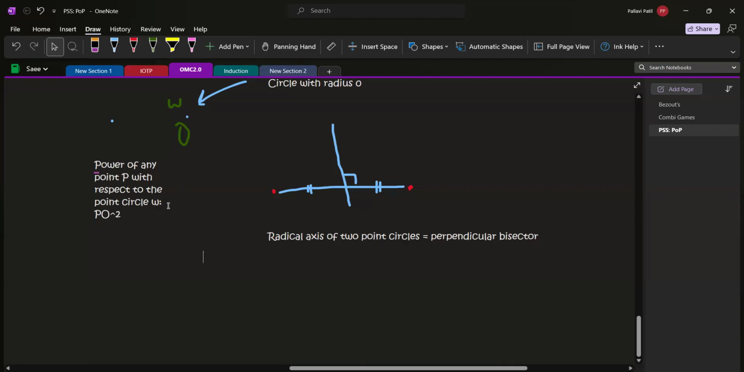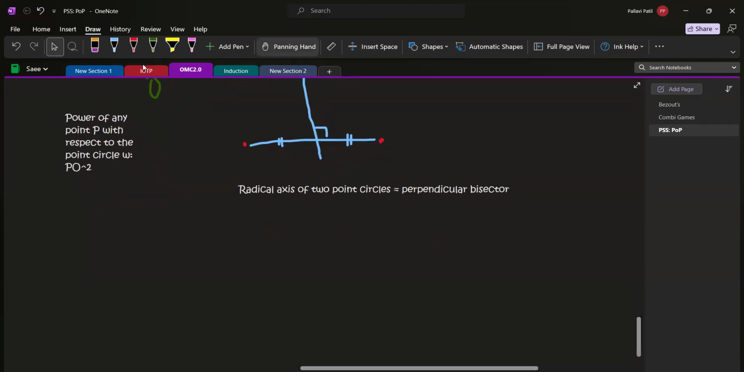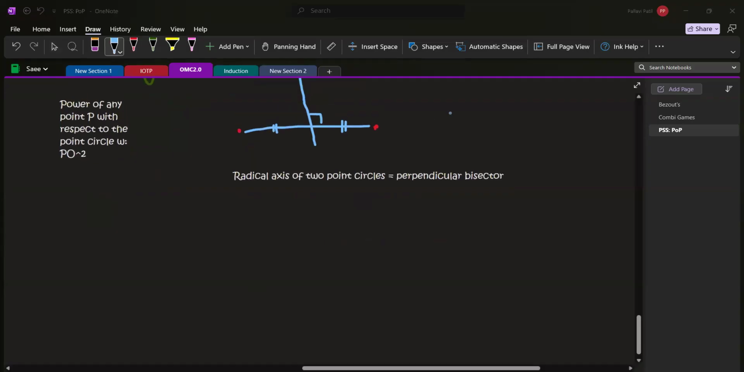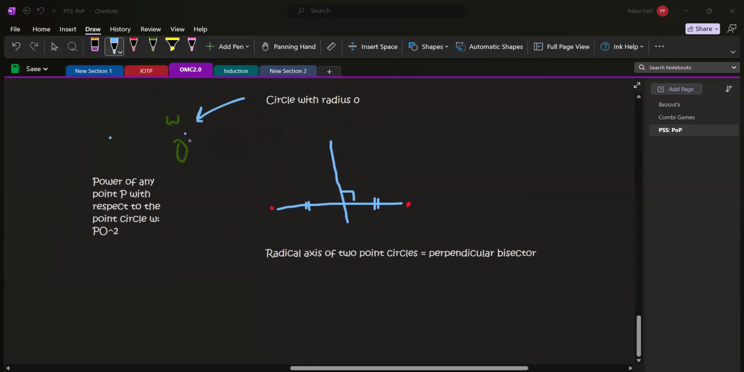So as Sharanya said, the radical axis of 2-point circles is just going to be the perpendicular bisector of the line segment joining the 2 points. Now, a cool consequence of this: the claim you have just now told holds, because OP is tangent to the circle with 0 radius.